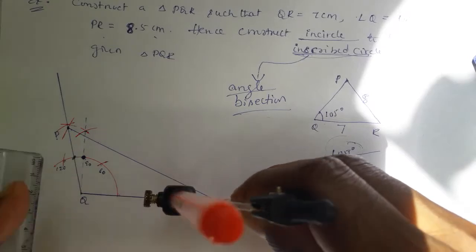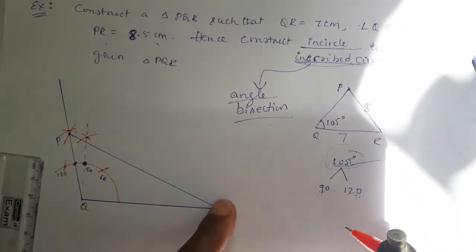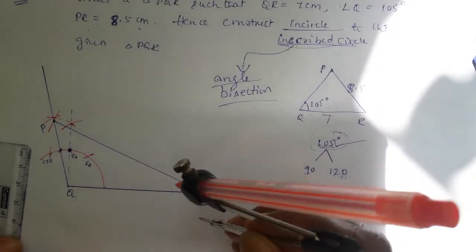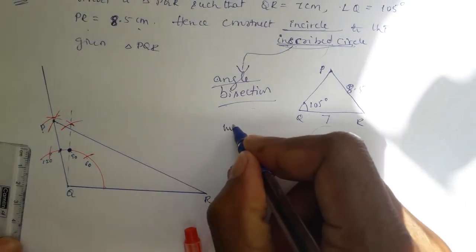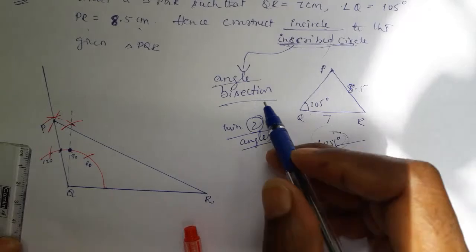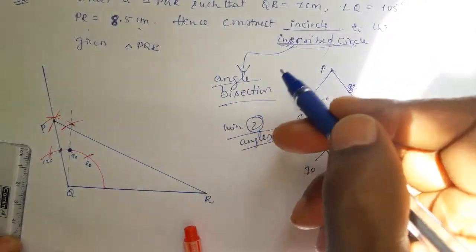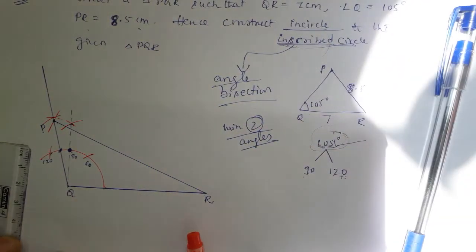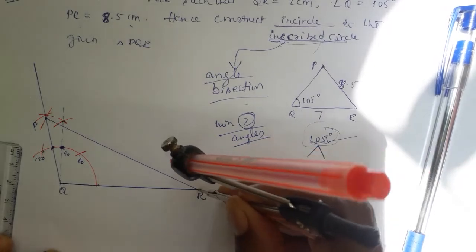First, there are three angles: P angle, Q angle and R angle. Go to any two angles. So minimum two angles. Last time, minimum two sides for circumcircle, perpendicular bisection. Now minimum two angles. Okay, go to R angle.